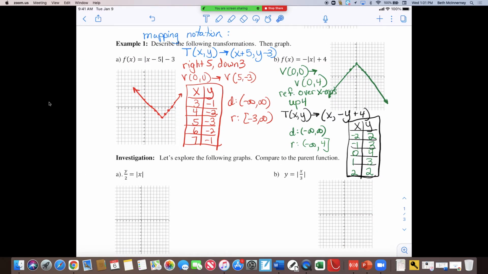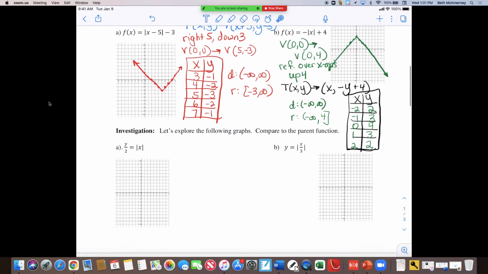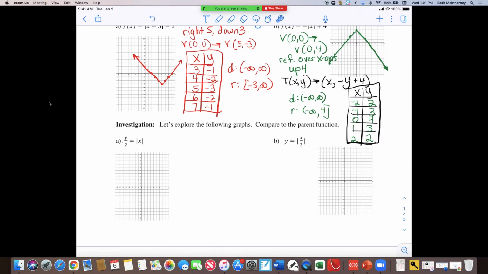All right, let's look at this one. And if it helps, let's maybe in the middle put the parent function again. Okay, this is y equals absolute value of x. All right, let's just start plugging in some values and see what happens.